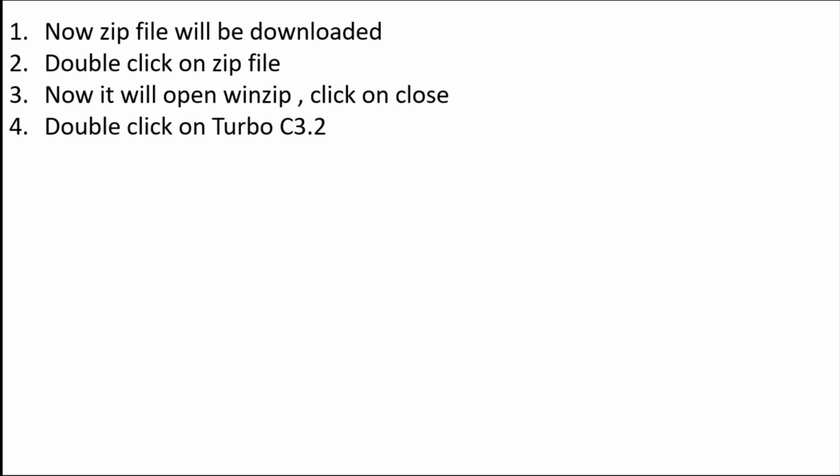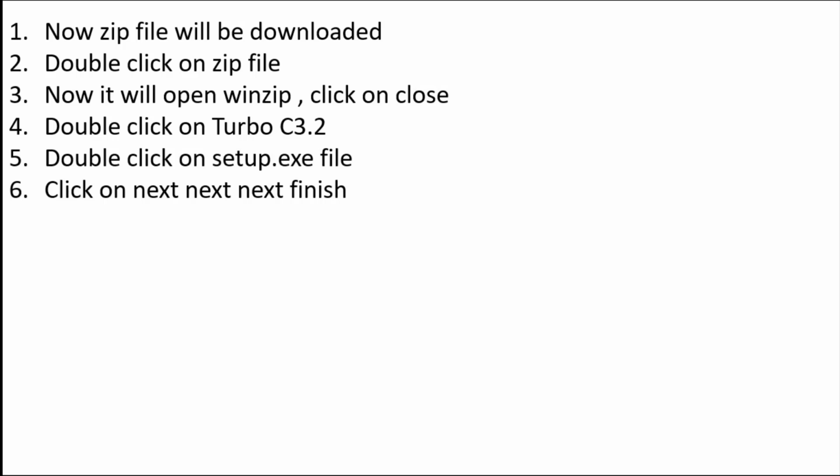Now double click on zip file. Once you double click on zip file, WinZip file will open. Click on close, then double click on Turbo C 3.2. Now double click on setup.exe file. Click on next, next, next, and finally you will get finish button.